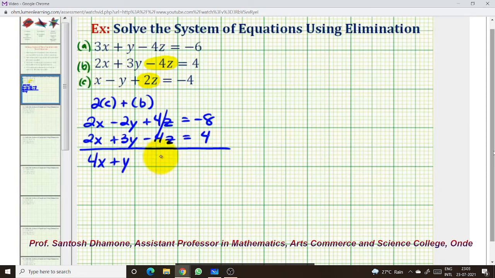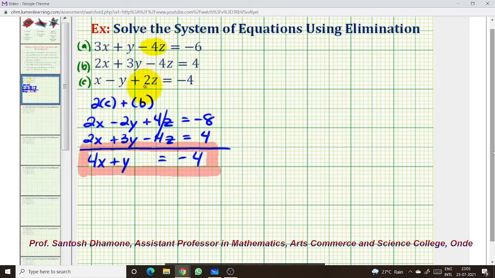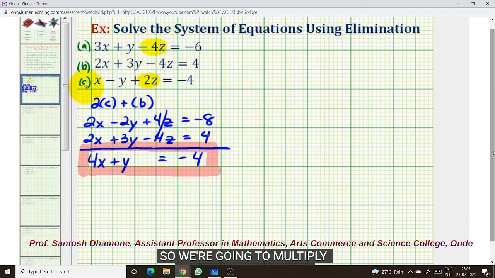Now we'll select two other equations, but we do want to eliminate z again. So let's use equation A and equation C. Again, notice how the z terms are opposites. So again, if this was plus 4z and we added the two equations together, the z term would be eliminated. So we're going to multiply equation C by 2 again, but now add it to equation A.